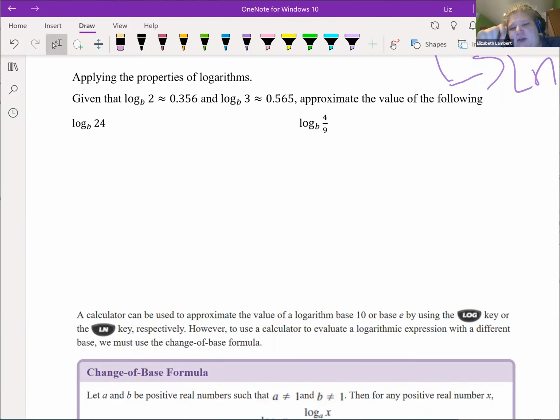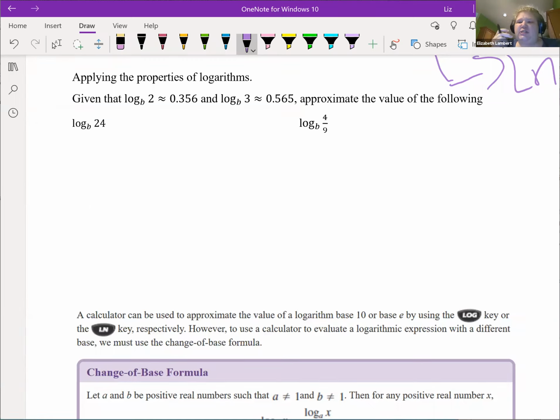All right, so this little problem here is not as useful as it once was, but this is very much the kind of thing that the lovely ladies who landed us on the moon would do as calculations. So log base b of 24, log base b of 4/9. Like the b might be 2, might be 3, like those were very common bases.